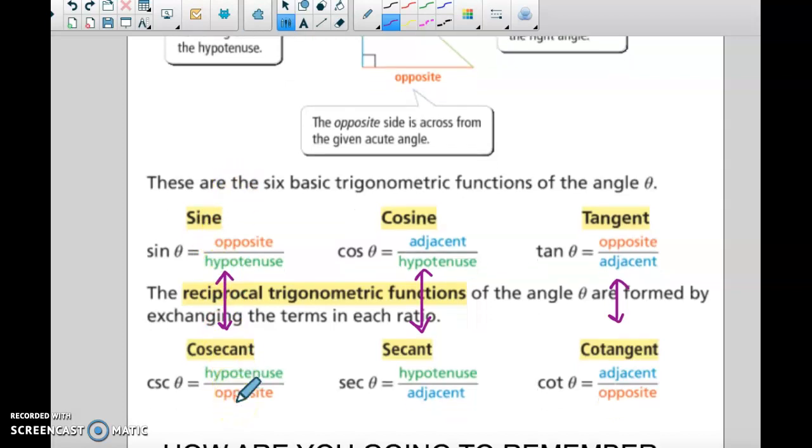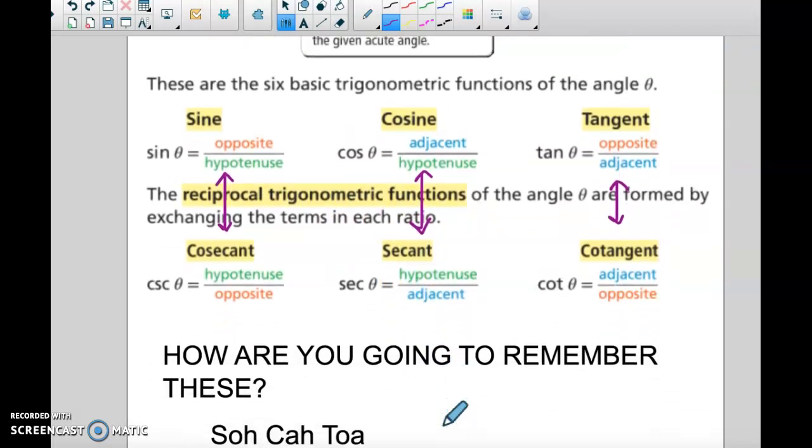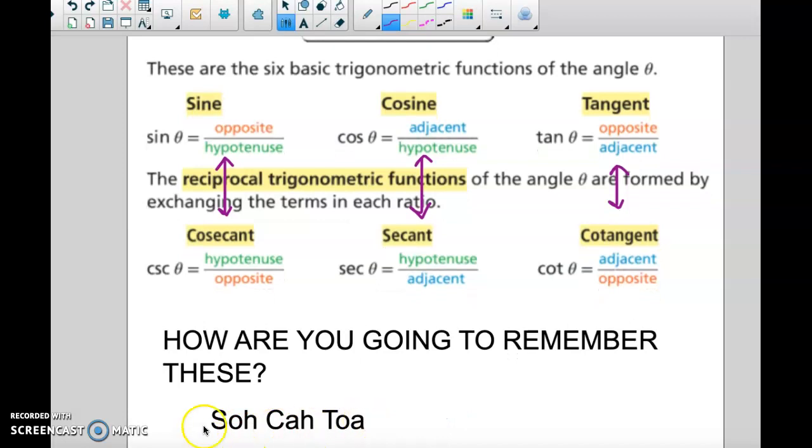Okay, guys? How are you going to remember this? Because you need to know that sine represents opposite over hypotenuse. You need to know that secant represents hypotenuse over adjacent. So I'm sure maybe you have heard of SOHCAHTOA. Okay, SOHCAHTOA is how you're going to remember it. The S stands for sine. The O stands for opposite.